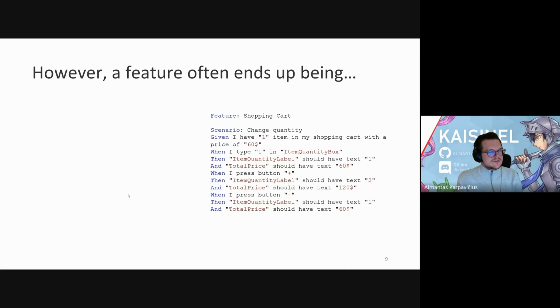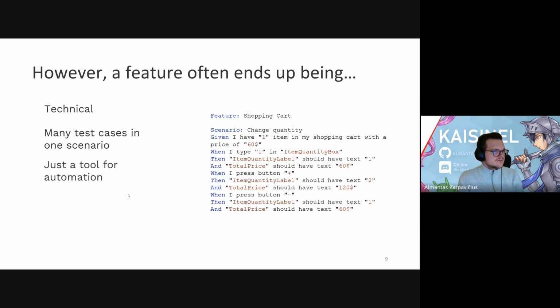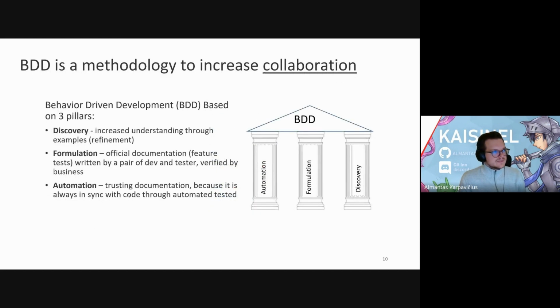However, at least from my experience, quite often you may find features or Gherkin-based tests that are technical, with many test cases in one scenario. And Gherkin, I often find that the language is just a tool for automation. And in the worst scenarios, I see testers writing Gherkin and developers writing code behind. And it shouldn't really be this way. So how to improve this issue?